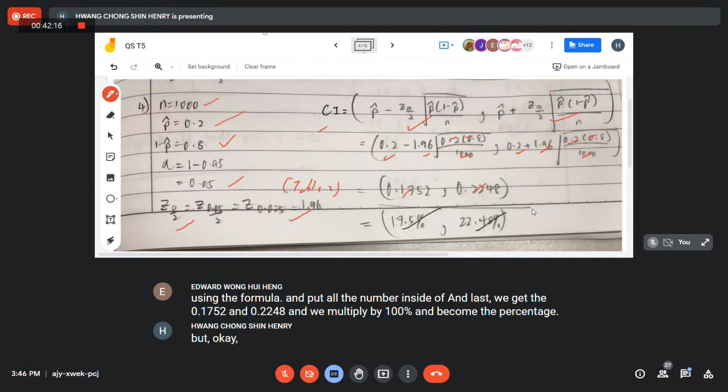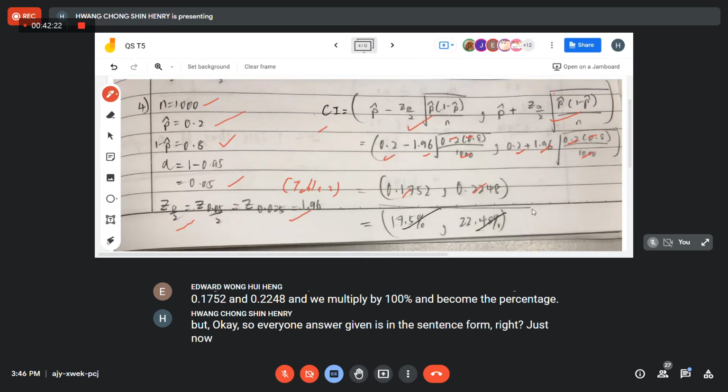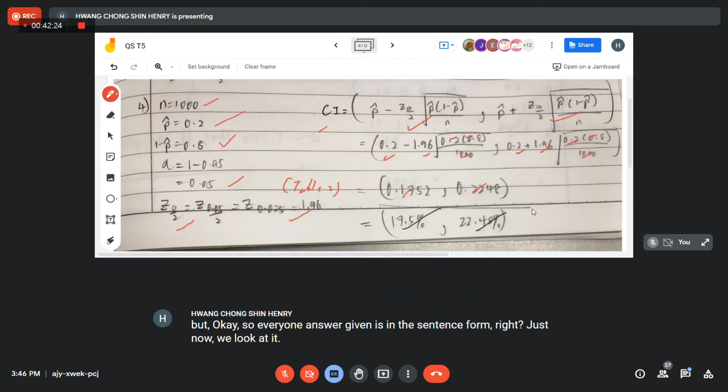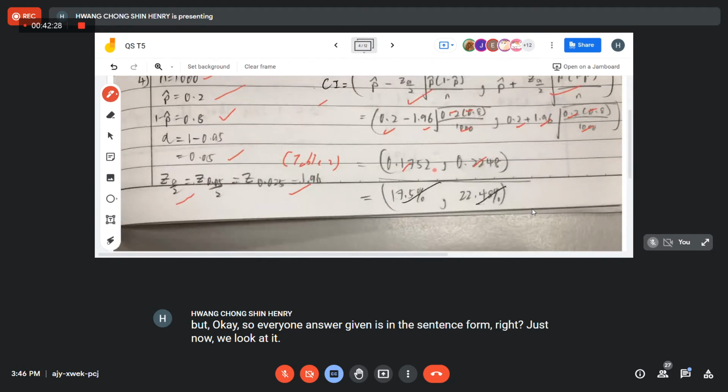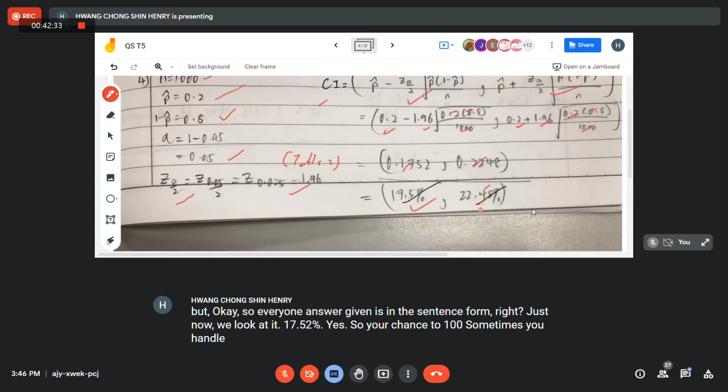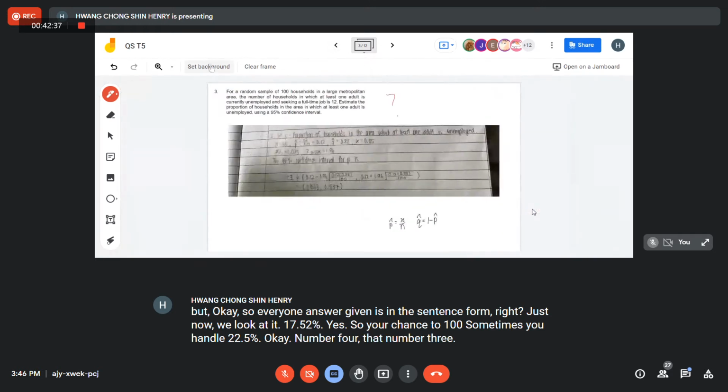Okay. So everyone, the answer given is in percentage form, right? Just now we look at it, 17.52%. So you times with 100, right, everyone? Sometimes with 122.5%. Okay, number 4 done. Number 3, any answer? Yes, Houston.